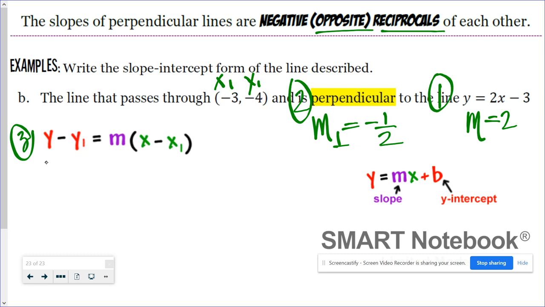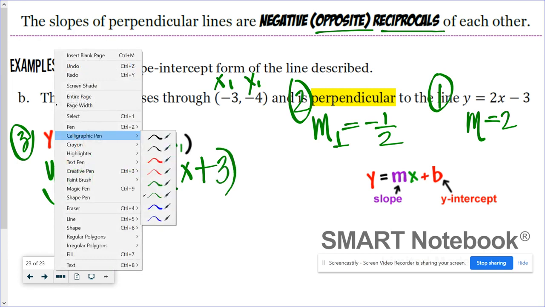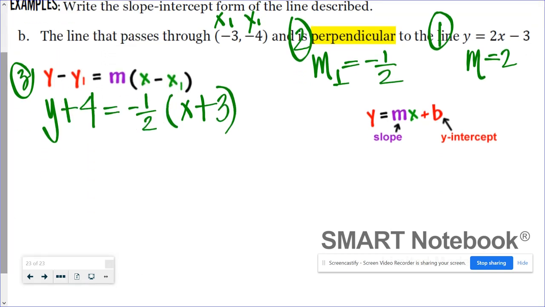So I make the substitution. So y minus -4, which is y plus 4, equals m, which is -1/2, times the quantity x minus -3, so that'd be x plus 3. Now you can totally just distribute the 1/2. You don't have to worry about getting rid of your fractions here. You have calculators that will easily handle multiplying and then adding and subtracting and give us a fraction. Seriously, it's quite nice.